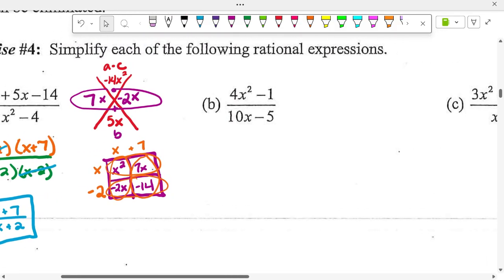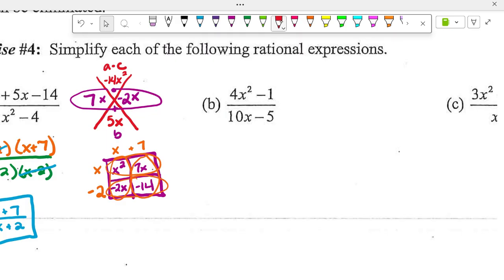All right. Let's look at letter B. So letter B is actually a pretty easy factor for both the numerator and the denominator. What's true about the numerator of letter B? What type of factor is this going to be? It's going to be a difference of squares. So y'all had that one in your factoring practice a couple times. It popped up.